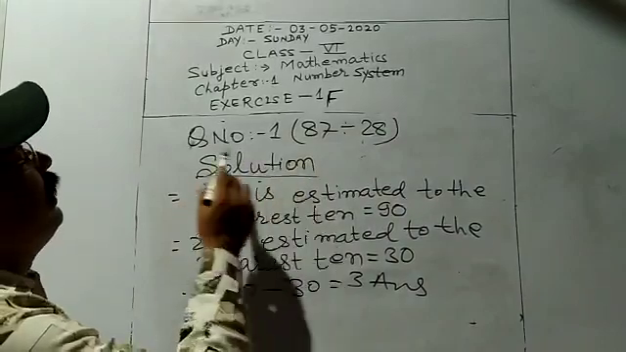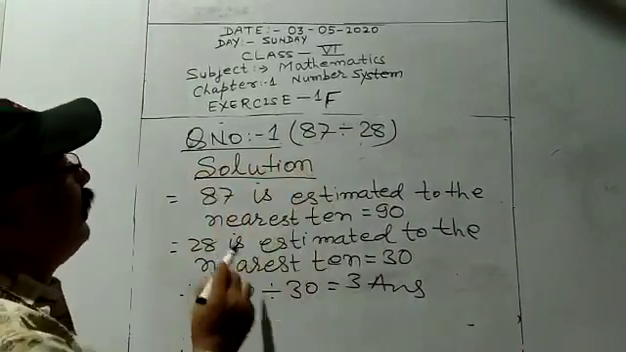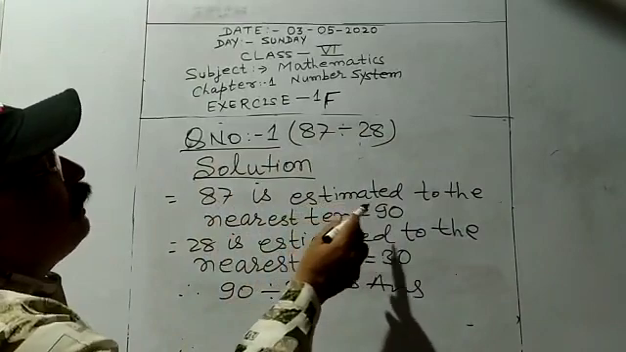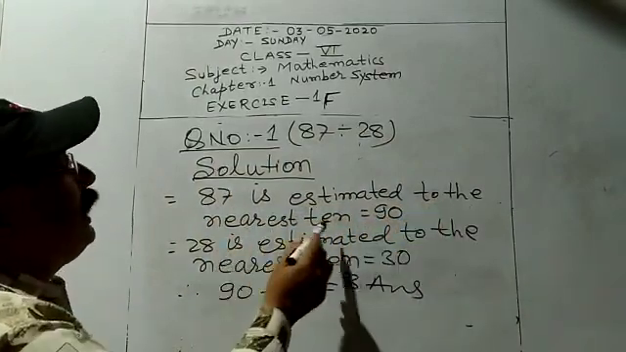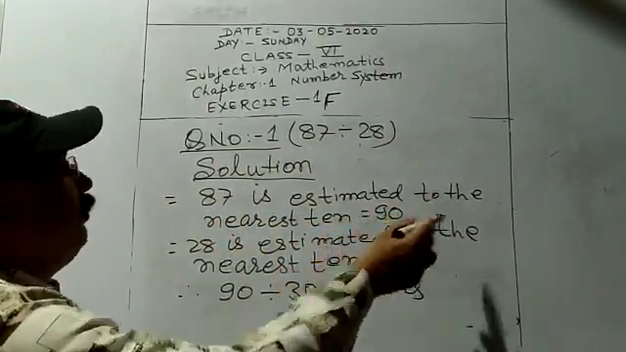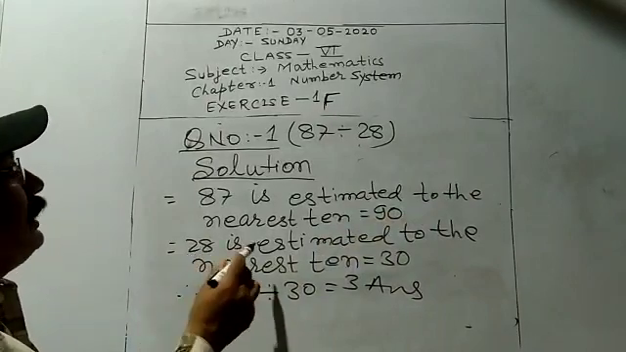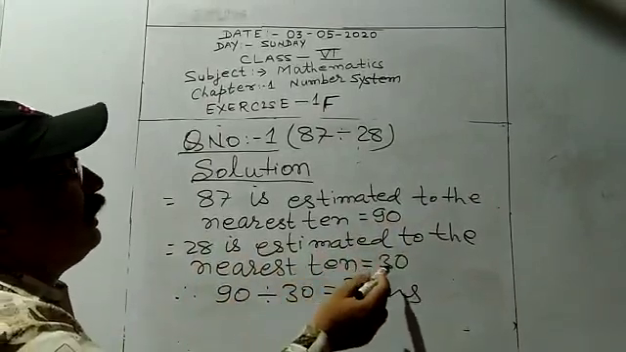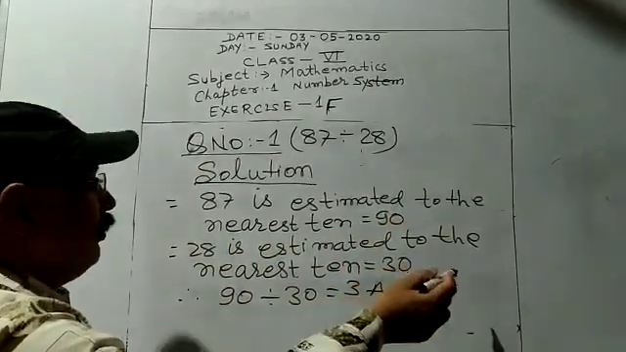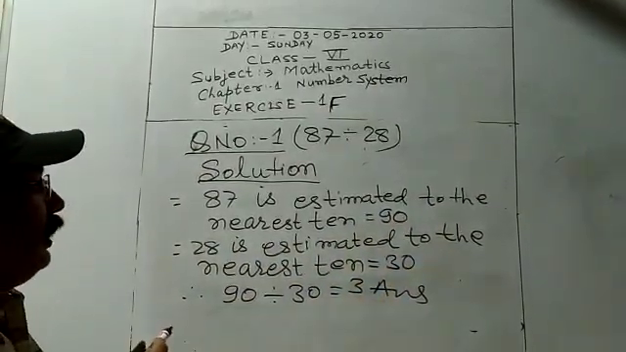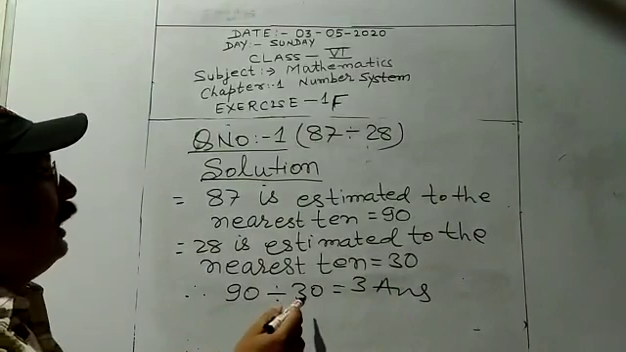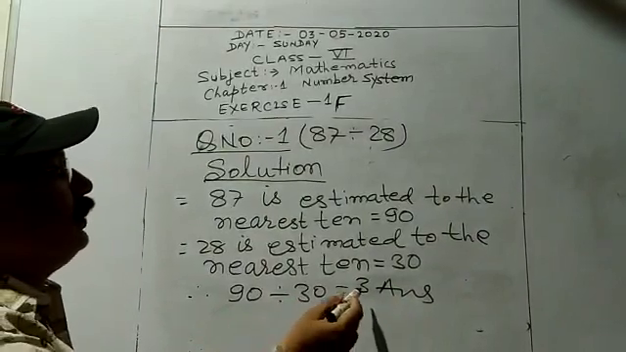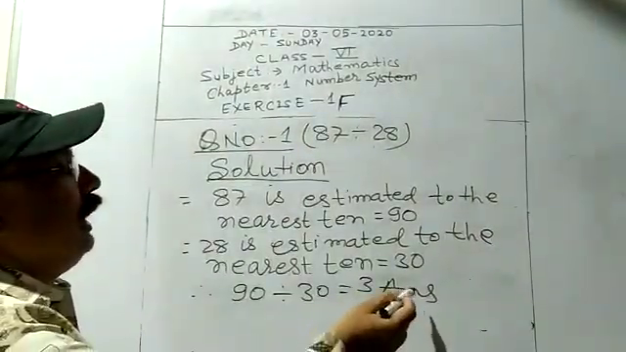Solution: 87 estimated to the nearest 10 is equal to 90, and 28 estimated to the nearest 10 is equal to 30. Therefore, 90 divided by 30 is equal to 3. That will be the answer.